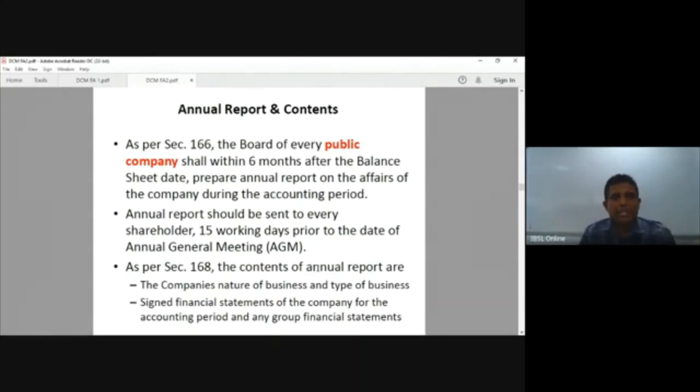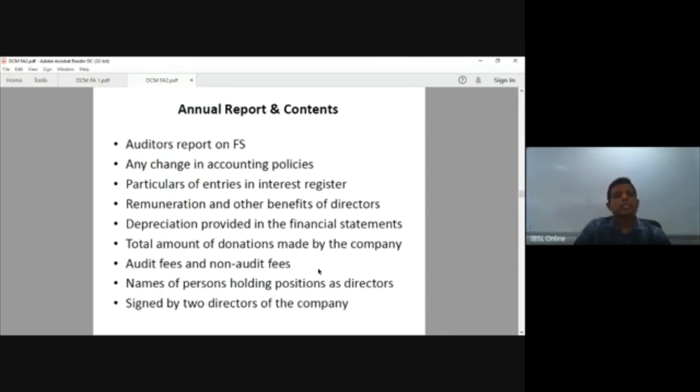Right. Under section 168, the content of the annual report is given. These are the few points that you should take into account when you prepare the annual report. The company's nature of the business and type of the business. Then signed financial statements of the company for the accounting period and any group financial statements. Signed financial statement should be there. Then auditor's report on financial statement.